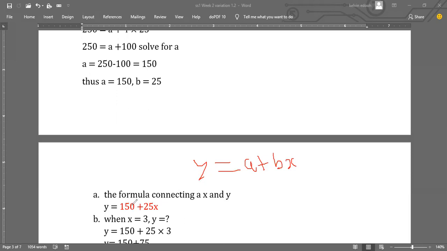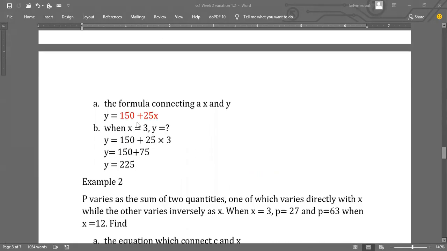150, because a is 150, look at it there, and b is 25. So we have 150 plus 25x. So the next thing now, they ask us to find y when x equals 3. So let me clear the screen. We're asked to find y when x equals 3.